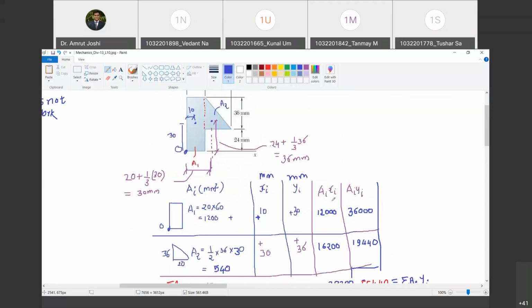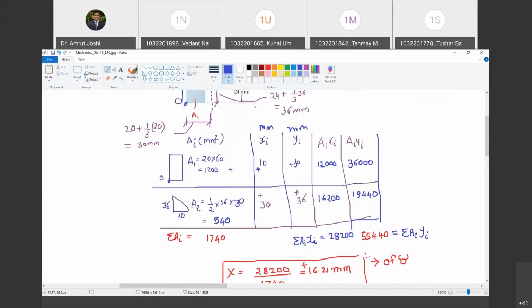Then we calculated A1X1, which is multiplication of 1200 into 10, and A1Y1, which is multiplication of 1200 into 30. Then A2X2, that is 540 into 30, that is 16,200. A2Y2, that is 540 into 36, that is 19,440. So summation AiXi turns out to be 28,200 and summation AiYi turns out to be 55,450. Both are positive. Are you with me, Vedant?